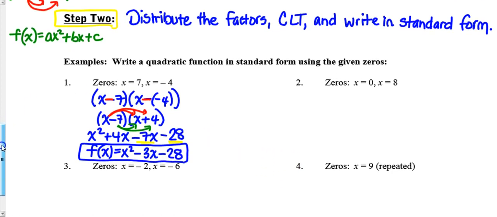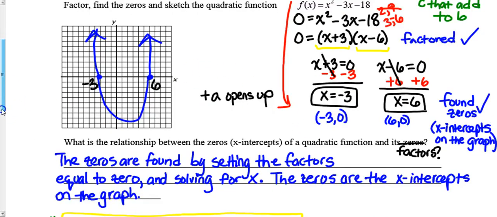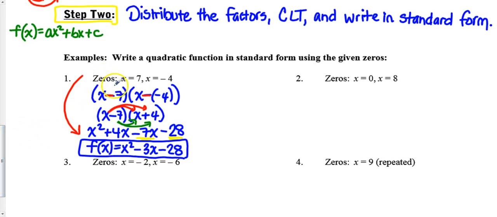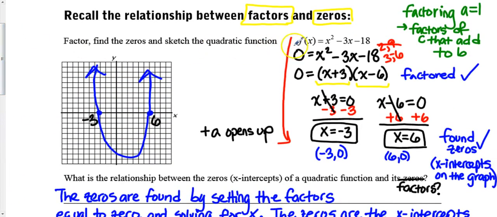So if you compare what we just did in number 1, where we started with the zeros and we ended with our function, it's almost like we did our warm-up backwards. Here, we started with the function and we worked down to get the zeros to be able to graph. Now, we're starting with the zeros and ending up with the function. So compare and contrast. Here I started with the zeros and I ended up with the function. Here I had the function and worked towards getting the zeros.